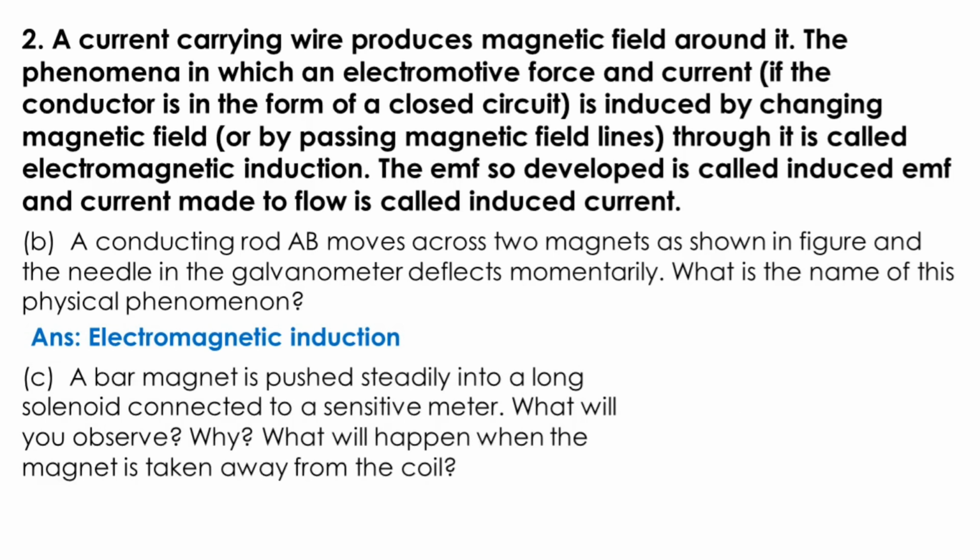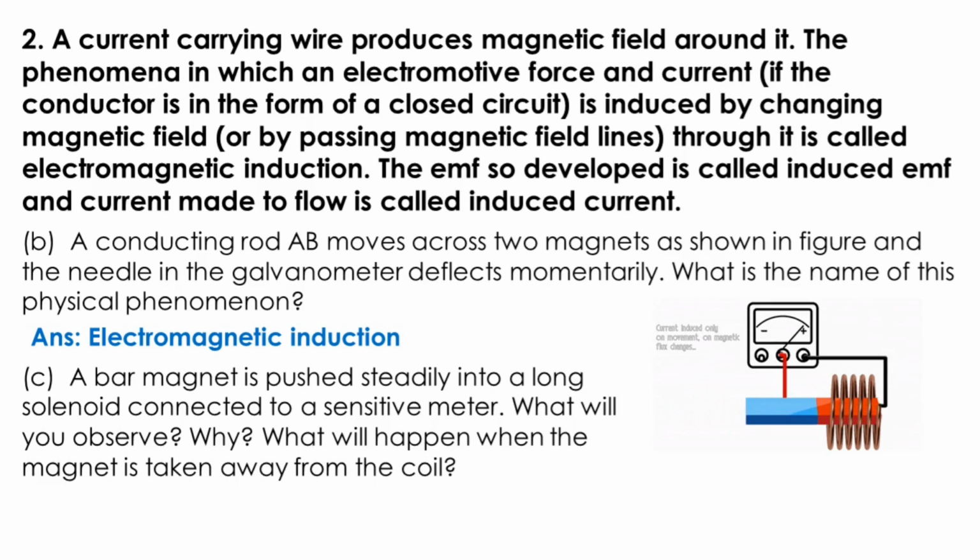A bar magnet is pushed steadily into a long solenoid connected to a sensitive meter. What will you observe? Why? What will happen when the magnet is taken away from the coil? So beside you can see that when the magnet is moving into the coil, the galvanometer is showing some deflection. So the first part of this question can be answered as there is a momentary deflection in the galvanometer when the magnet is taken into the coil.